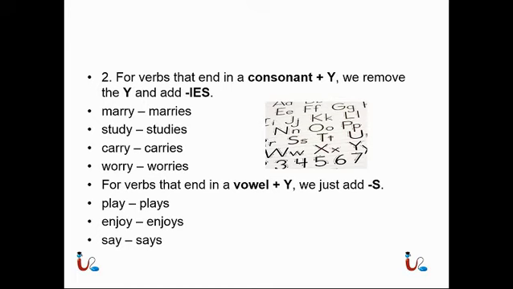For verbs that end in a consonant, that is any letter that isn't A, E, I, O, or U, and Y, we remove the Y and add IES, okay? So instead of marry, marries. She marries him. He marries her. Study becomes studies. For verbs that end in a vowel, that is A, E, I, O, or U, we add S, okay? So play becomes plays, enjoy becomes enjoys, say becomes says, okay?